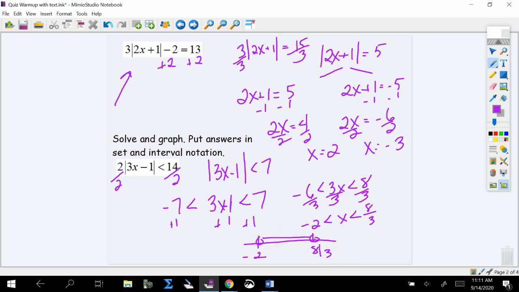And then my interval, since both of them are not included, we're going to put them in parentheses, from -2 to 8/3 in parentheses. So those are my set of solutions. The only thing you could do to check these if you wanted to is you could pick any number in that interval and plug it back into the original inequality and make sure it's true.